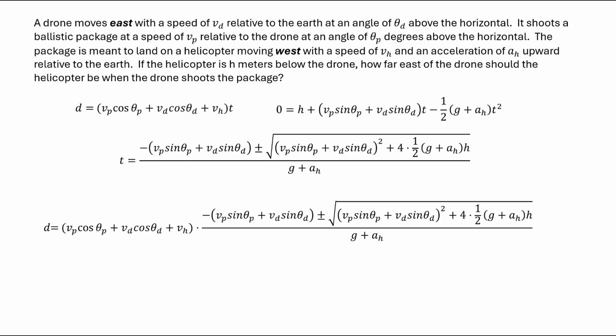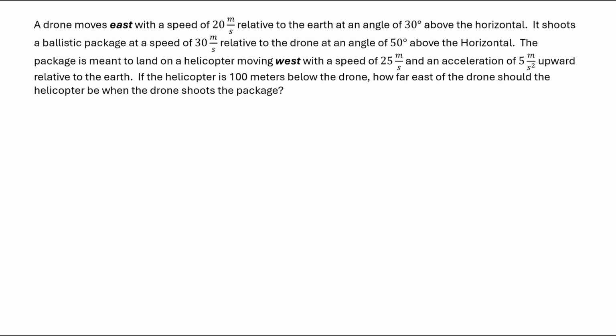If you are just trying to solve a problem for a quiz or an exam, then you'll get something that looks like this. So you've got a drone, it's moving east, 20 meters per second relative to the Earth at 30 degrees above the horizontal. It shoots a ballistic package at 30 meters per second relative to the drone at an angle of 50 degrees. The package is meant to land on the helicopter moving west. The acceleration is 5, and the helicopter is 100 meters.